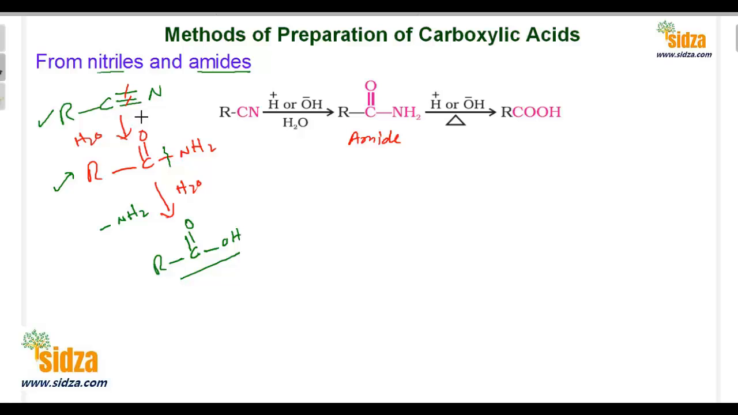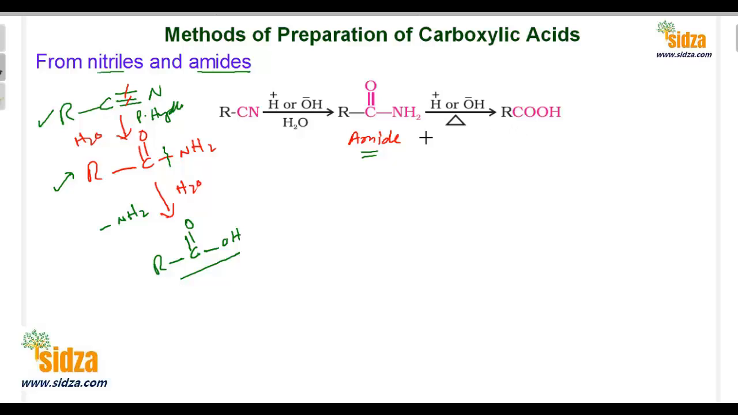This is what you call partial hydrolysis. The first step is partial hydrolysis, where you are adding only one water molecule. So if you do the partial hydrolysis of the alkyl nitrile, you will get an amide. Further hydrolysis of the amide gives a carboxylic acid, correct?